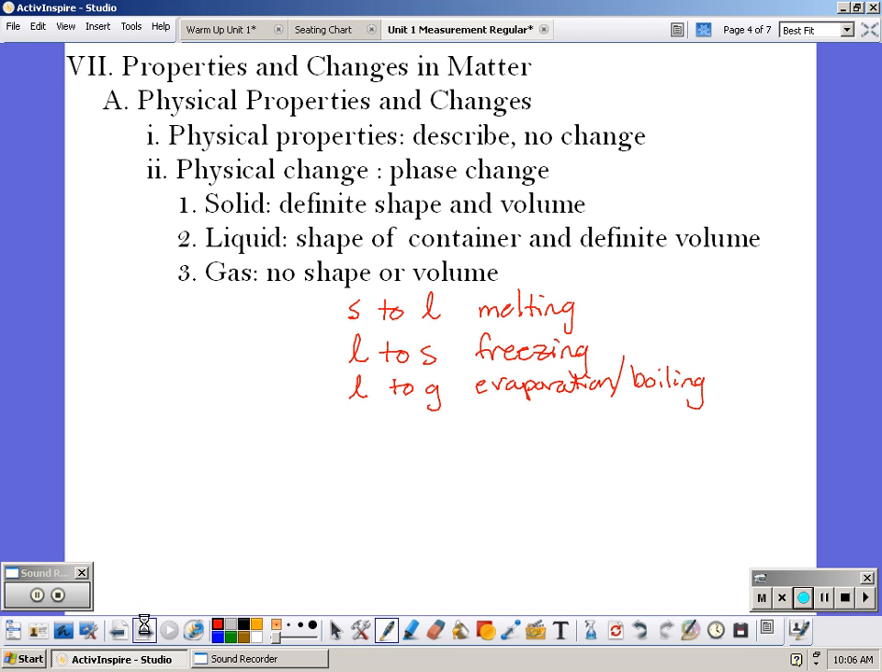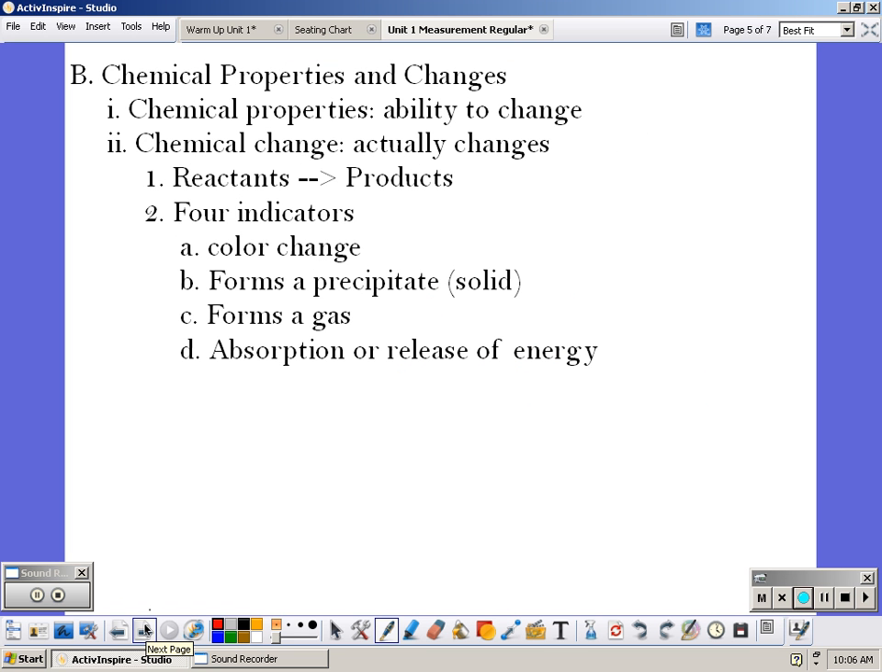A chemical property, you're actually going to change the substance. When you have a chemical change, that's when you actually do the changing. Chemical reactions always start off as reactants and end as products. So at the rear of the arrow is your reactants on the left, and the arrow points to the products on the right. They're 2 different things. So a chemical change or a chemical property, you have 2 different things.